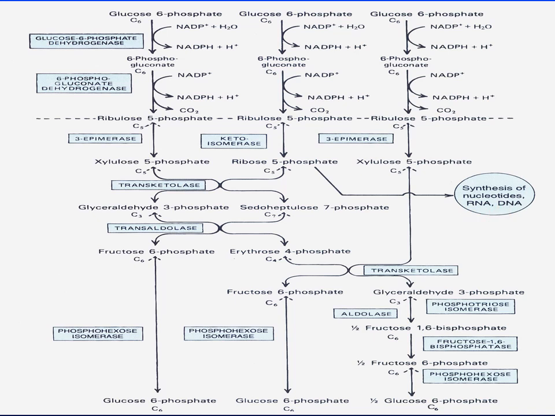So, in summary, we've got an oxidative phase at the top, potentiated by these dehydrogenase enzymes producing the NADPH, which is the reducing power that cells require, particularly for fatty acid biosynthesis. And then we've got the non-oxidative phase at the bottom, which basically takes the end products, ribulose 5-phosphate, and rearranges them back to their starting form of glucose 6-phosphate.